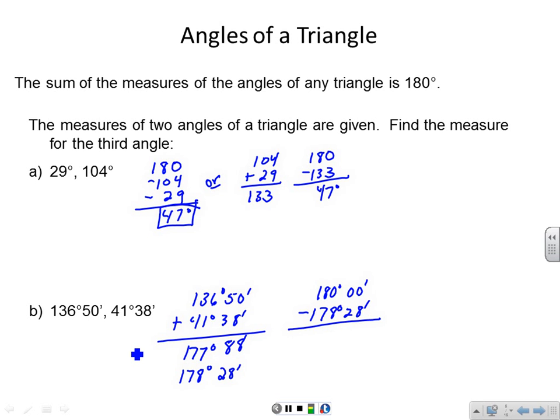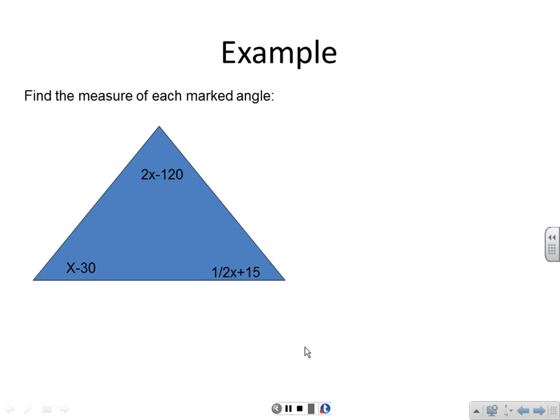Alright, so again, like we learned in the previous section, you can't take 28 from 0, so we're going to have to borrow. So this is going to turn into 179 degrees, and this is going to turn into 60 minutes. And so now that we can do that subtraction, 60 minus 28 is going to give us 32 minutes. And then, of course, 179 minus 178 is going to be 1 degree. So we have 1 degree and 32 minutes. That's how big the other angle is.